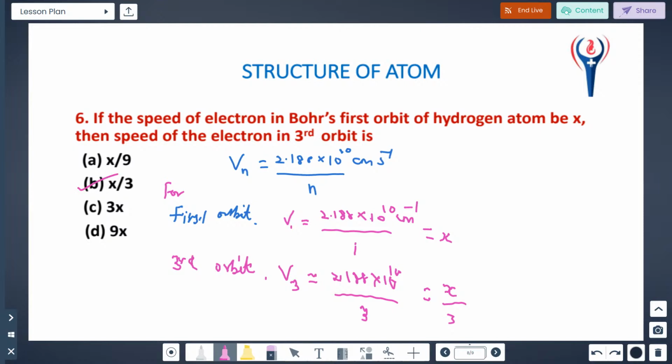Simply remember, don't worry about the value. At least remember the relation between velocity and orbit number: they are inversely proportional. This number is considered as x, so instead of this number I put x. So x by 3, as they are asking for the third orbit. So answer B is the correct one. Next one.